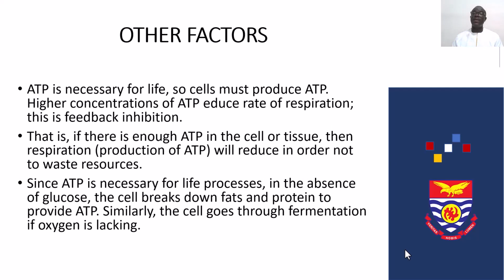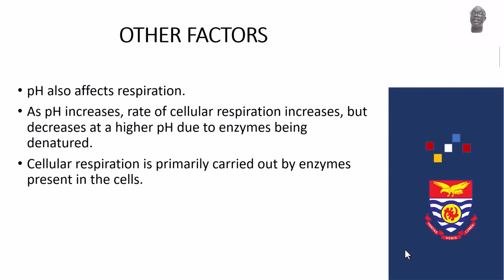ATP is necessary for life, so cells must produce ATP. Higher concentrations of ATP reduce rate of respiration. This is a feedback inhibition. That is, if there is enough ATP in the cell or tissue, then respiration will reduce in order not to waste resources. Since ATP is necessary for life processes, in the absence of glucose, the cell breaks down fats and protein to provide adenosine triphosphate. Similarly, the cell goes through fermentation if oxygen is lacking.